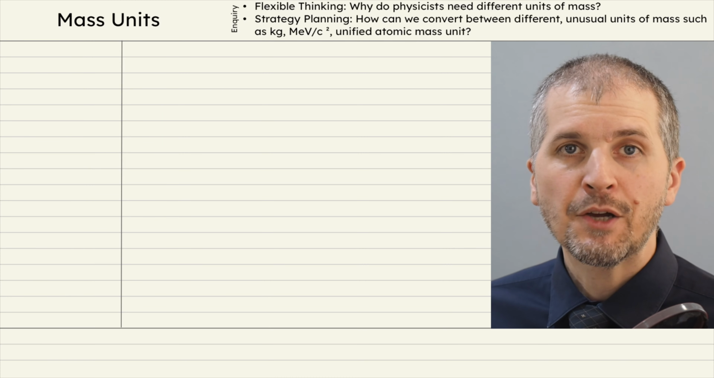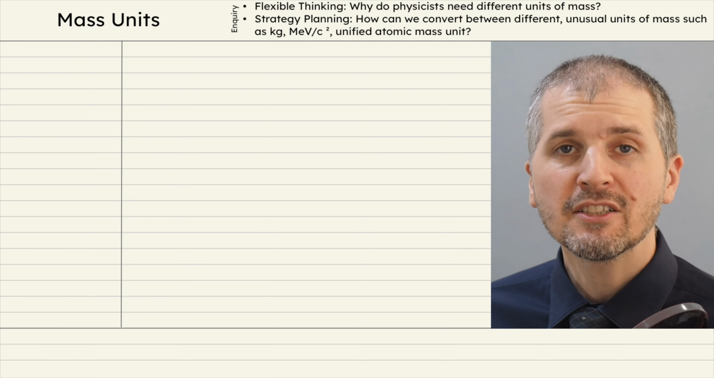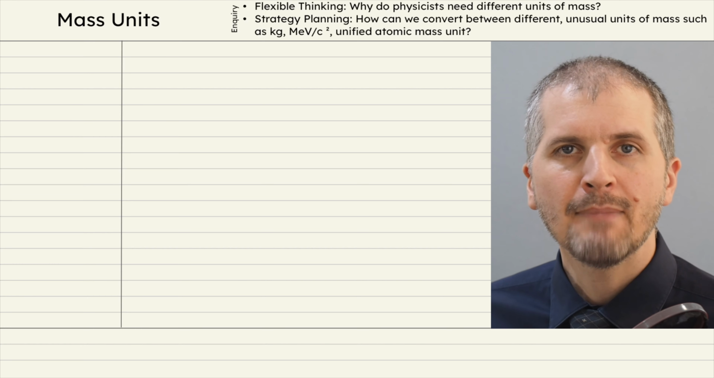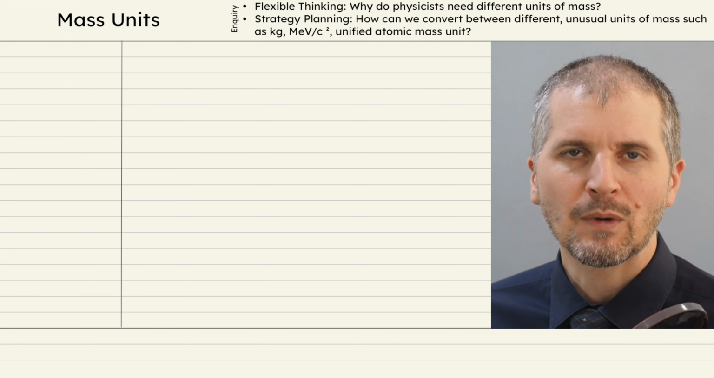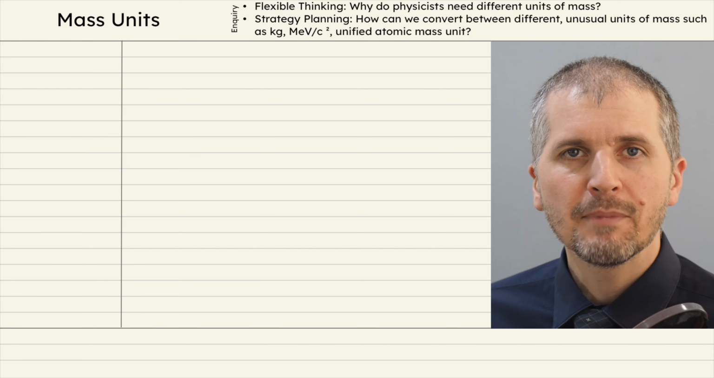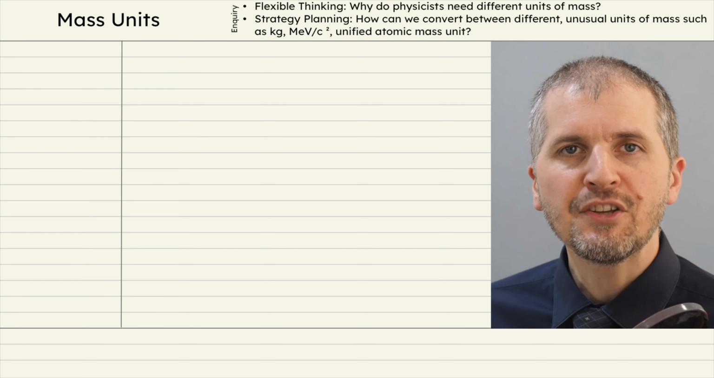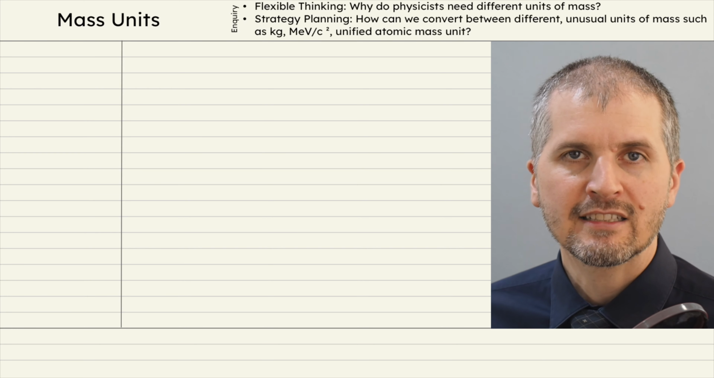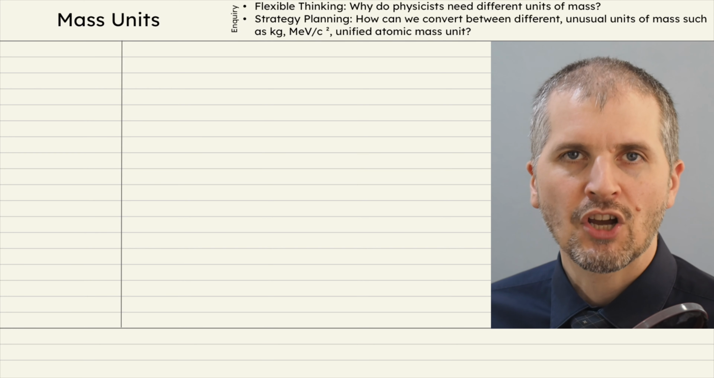In this lesson video, I'm going to attempt to explain, amongst other things, the mass unit mega electron volt per c squared. It's important because particle physicists want to be able to use convenient units for things like mass, energy, and charge.